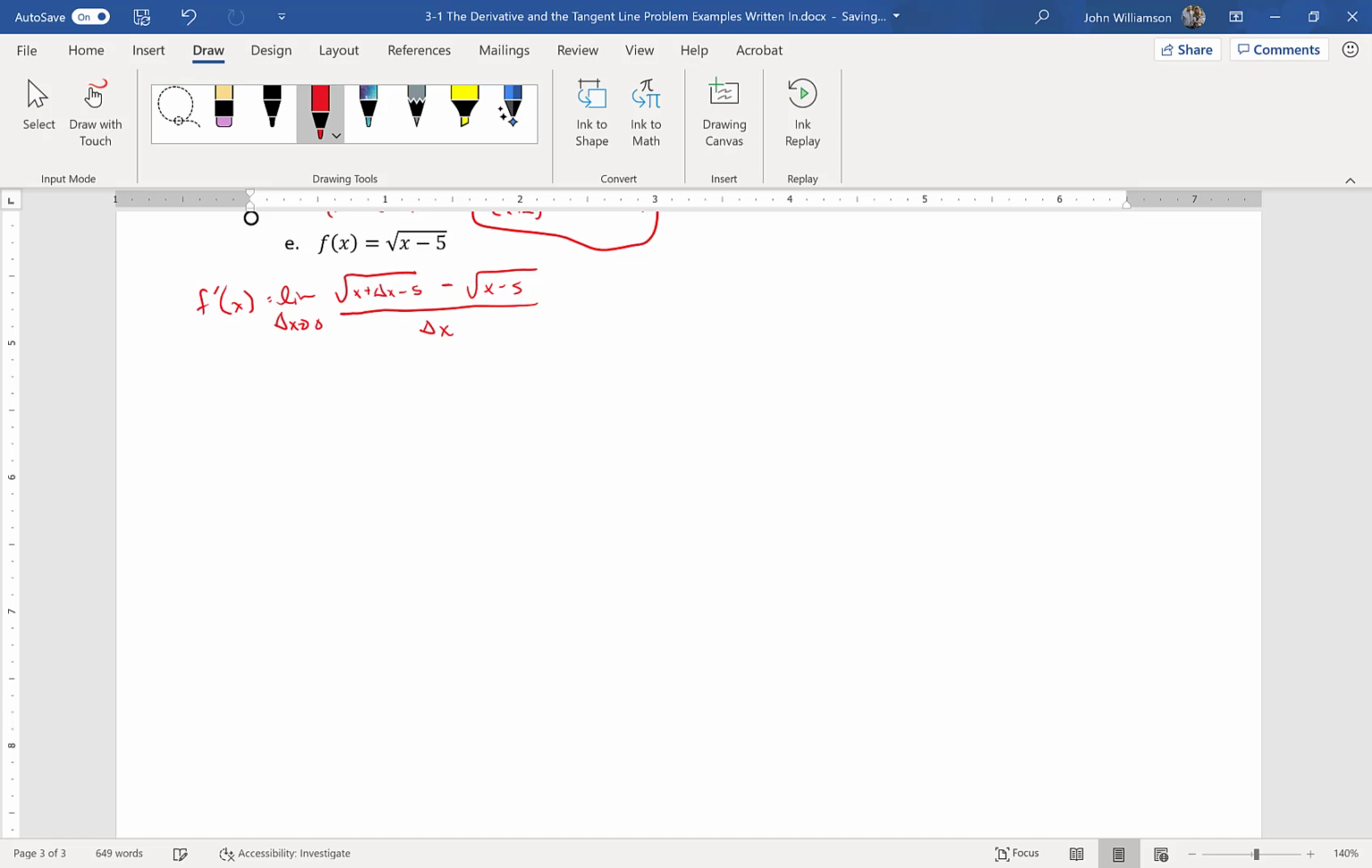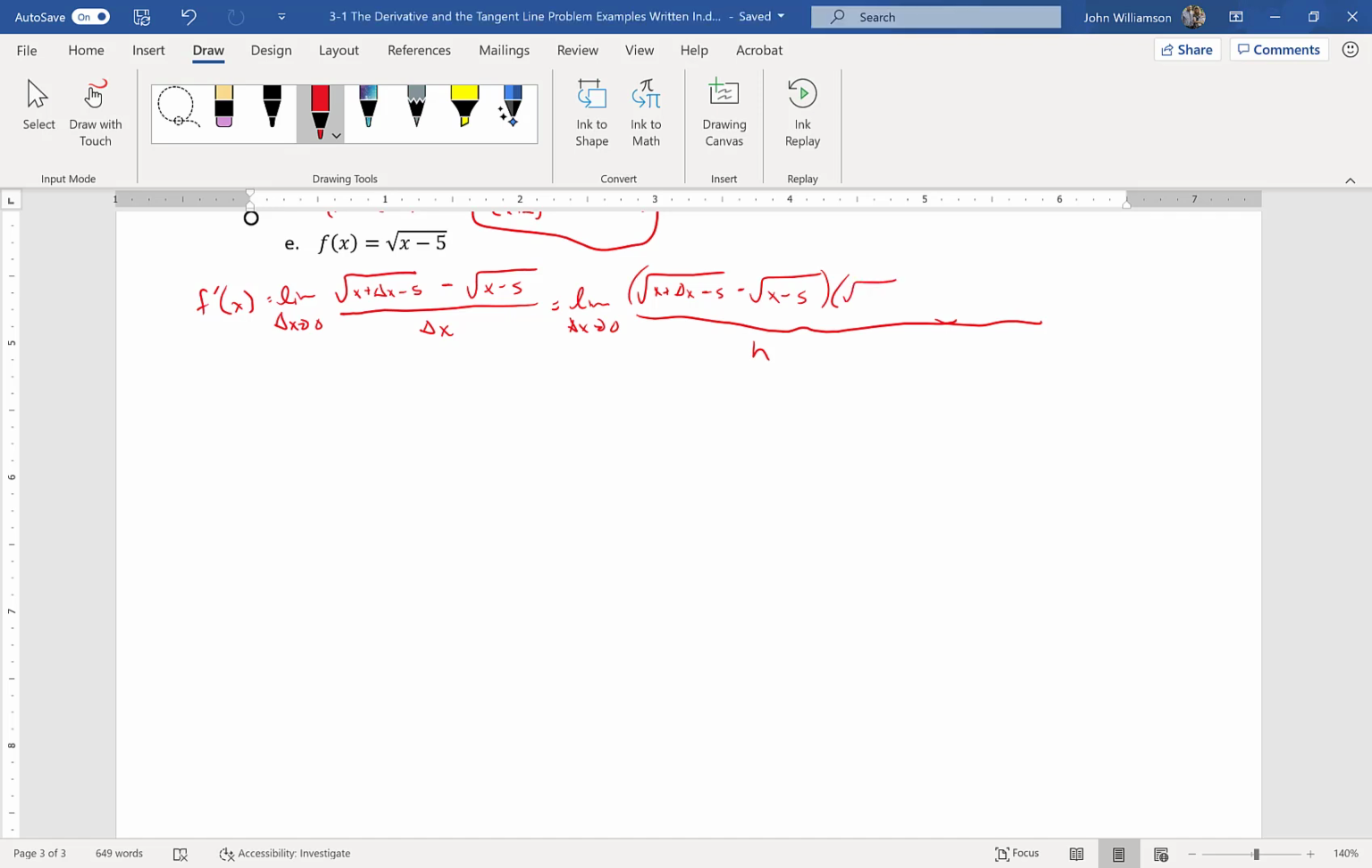What do we do if we have radicals? We multiply numerator and denominator by the conjugate. So this is going to become the limit as delta x is approaching 0 of our original square root of x plus delta x minus 5 minus square root of x minus 5, all over delta x, but times the conjugate. So what's the conjugate of square root of x plus delta x minus 5 minus square root of x minus 5? Remember to find the conjugate if you have two radicals, you just reverse the sign in between them.